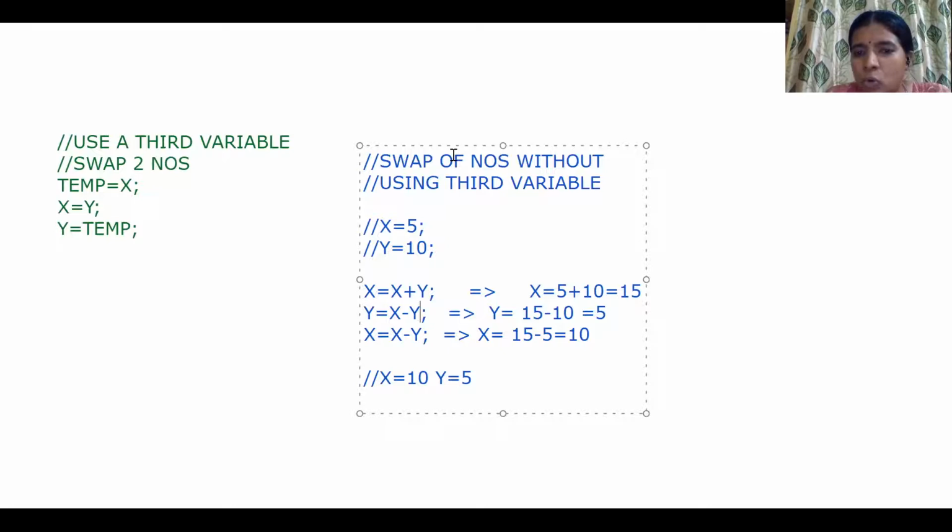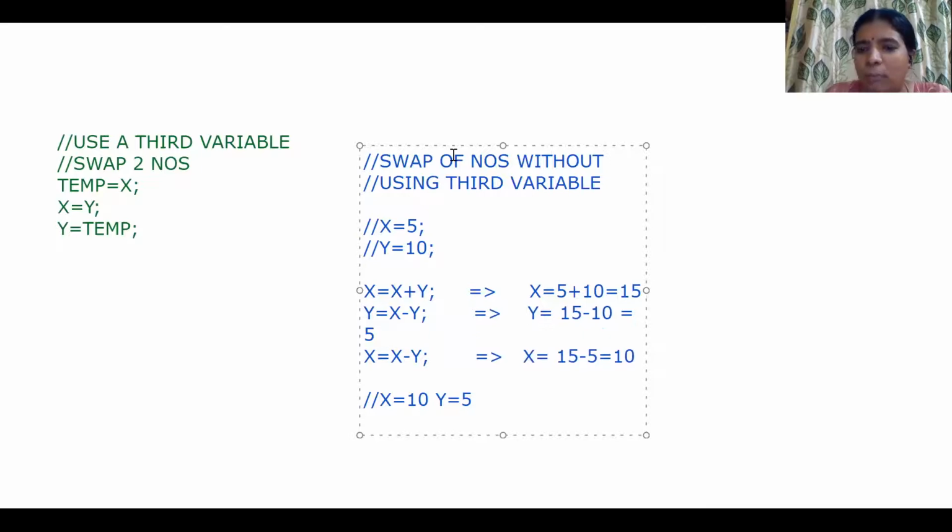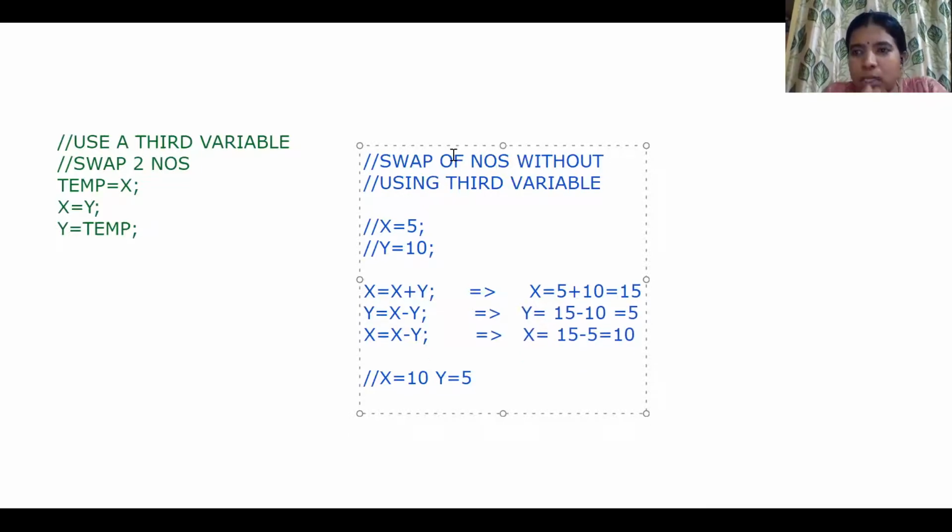Hope this makes sense to all of you. Hope this is clear. This is very, very important. In coding we generally prefer writing the temp logic only. Whenever we swap, we ensure that we swap using a third variable because that looks pretty simple and small. But yes, these are all the possible ways of solving it.